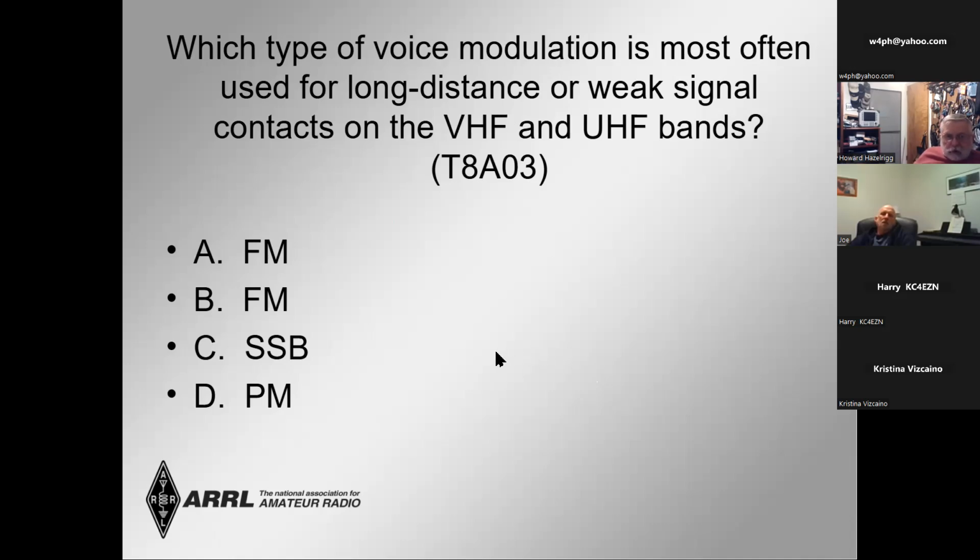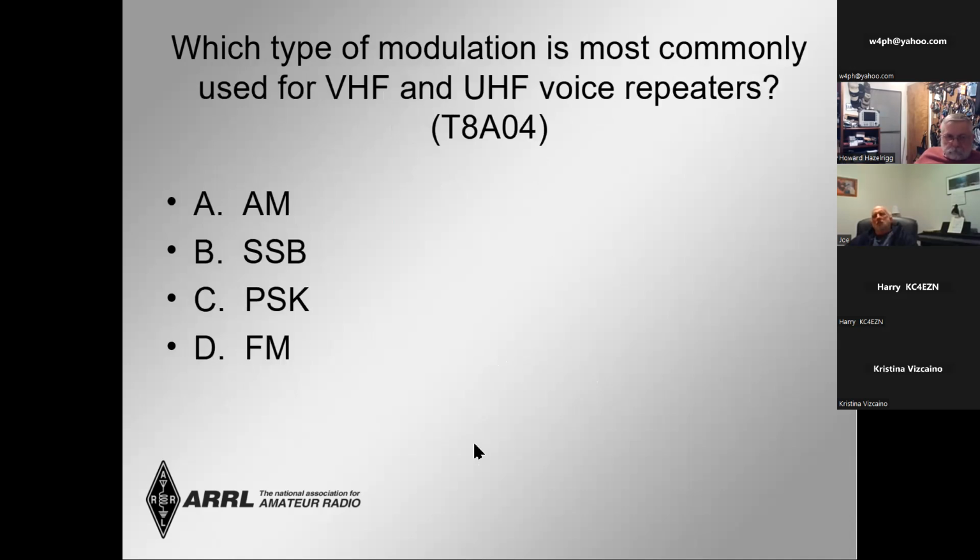Which type of voice modulation is often used for long distance or weak signal contacts on the VHF and UHF bands? I believe that would be single sideband, SSB. What type of modulation is most commonly used for VHF and UHF voice repeaters? And that is FM.